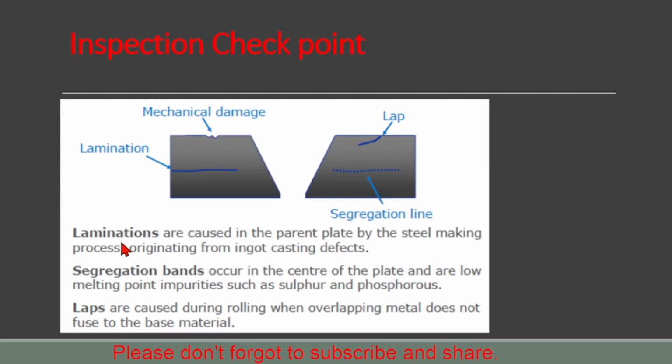segregation line. So laminations are caused in the parent plate by the steel making process, originating from ingot casting defects. Segregation bands occur in the center of the plate and are low melting point impurities such as sulfur and phosphorus. So for these things, segregation bands occur. The laps are caused during rolling when overlapping metal does not fuse to the base material. So these are the things that happen: the lap, segregation band and lamination.